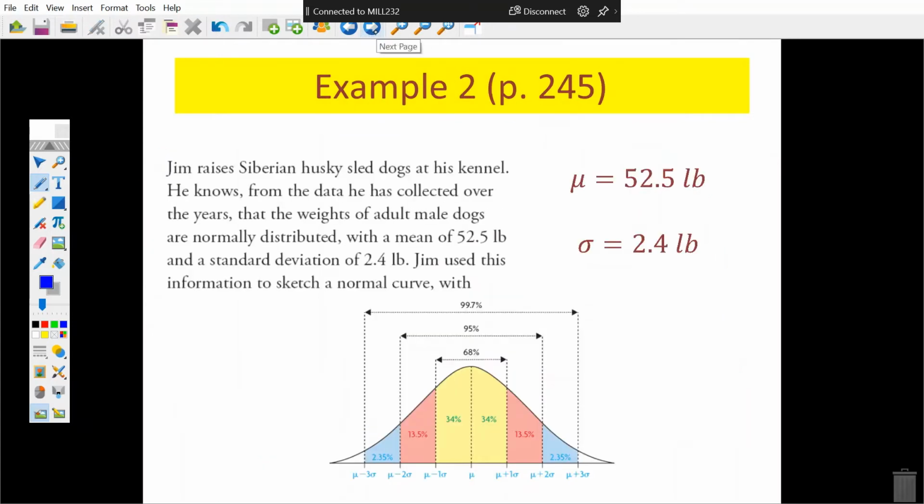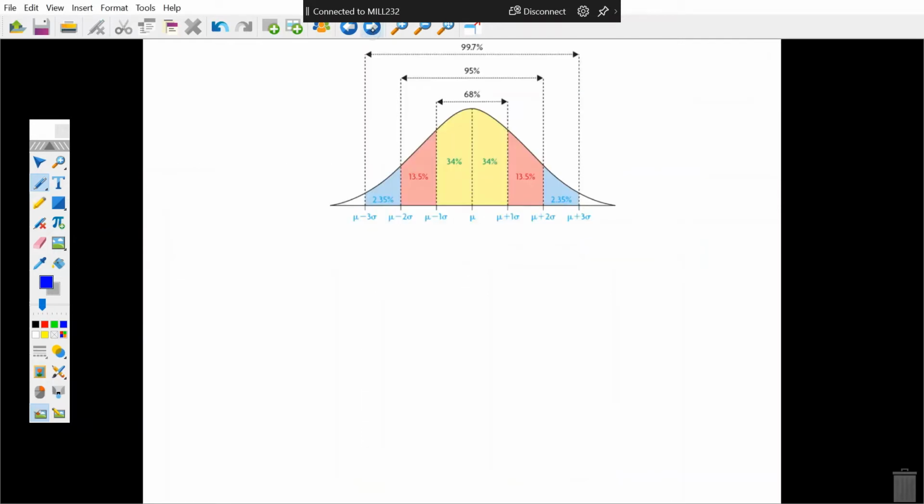So here's an example. Jim raises Siberian Husky dogs at his kennel. He knows from the data he has collected over the years that the weights of adult male dogs are normally distributed, okay? You want it to say normally distributed, which all of yours should, with a mean of 52.5 and a standard deviation of 2.4. Jim used this information to sketch a normal curve, okay? So here's what Jim's curve looks like.